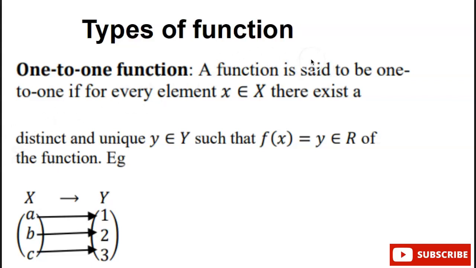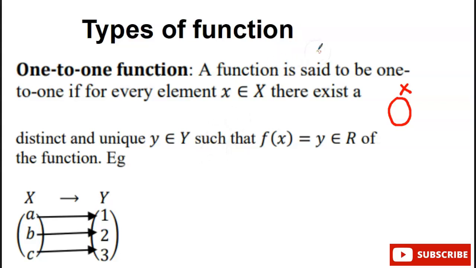A function is said to be one-to-one if for every element x, a member of X. Now in our studies, X always represents the first set. I mean, if you have two sets, X and Y, and a function connects one element in the first set to a specific element in the second set, then we have one-to-one.